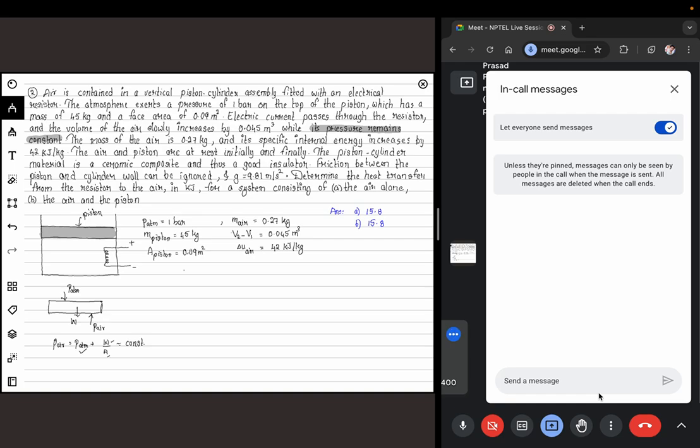So in this case, this is my piston and this is my heater. I'll draw my boundary something like this. So basically it will enclose everything except the resistor. So I don't want the resistor inside my system.